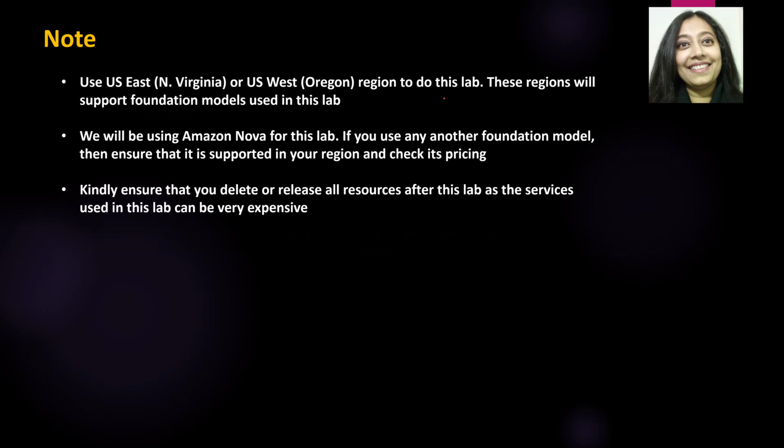A couple of things to keep in mind before we proceed further ahead. You can use either US East, that is North Virginia, or US West, that is Oregon region, to do this lab. These regions will support the foundational models that we are planning to use in this lab. We will be using Amazon Nova, but in case you plan to use another foundational model, then ensure that it is supported in your region and, most importantly, check for its pricing.